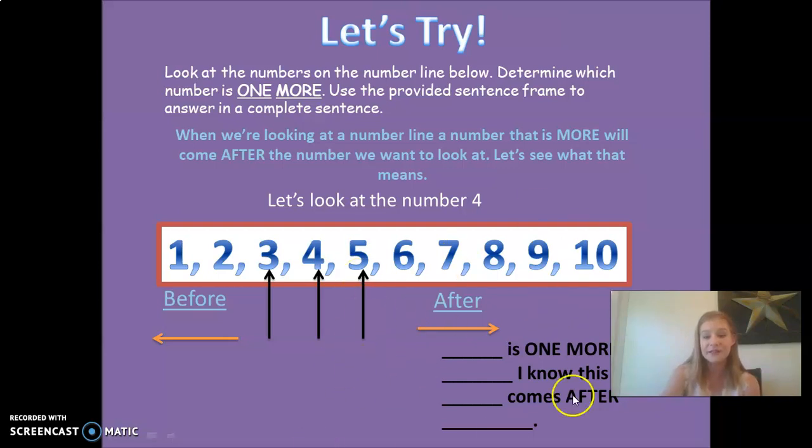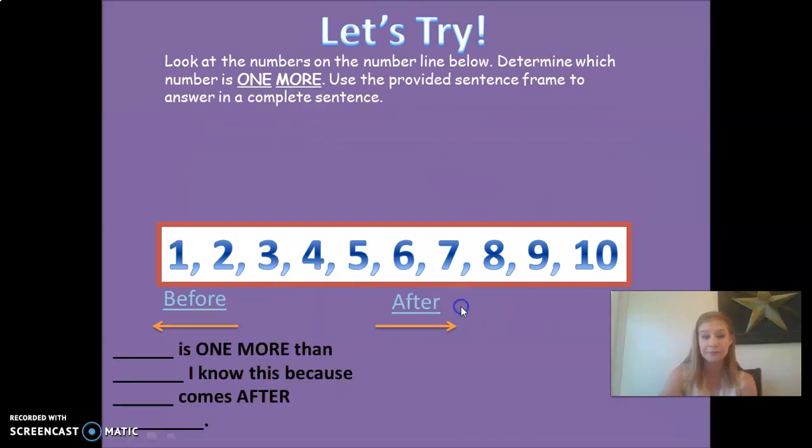And here's our fun little sentence frame that we had been using. It says, 5 is 1 more than 4. I know this because 5 comes after 4.